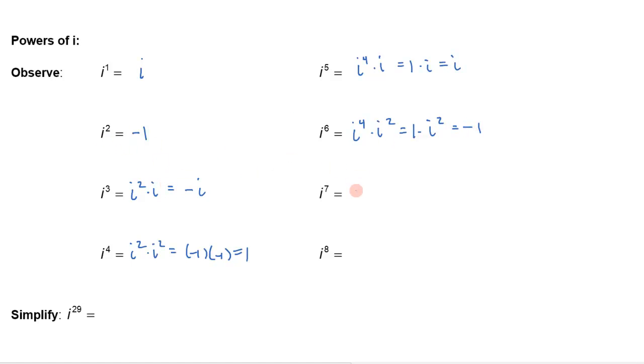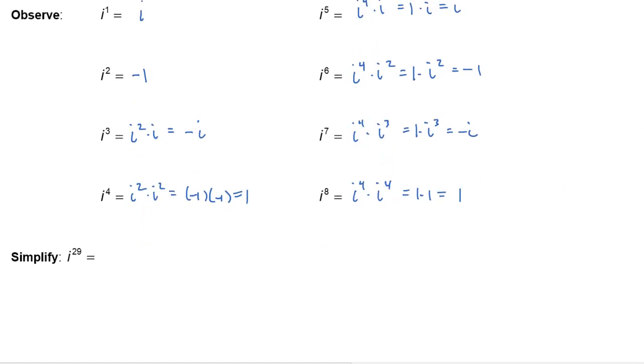i to the seventh would be i to the fourth times i to the third. Well, that's just 1 times i to the third, and we see over here i to the third was equal to -i. And i to the eighth would just be i to the fourth times i to the fourth, which is of course 1. Okay, so notice that if you take i to any power, you're always going to get one of these values, either i or -1 or -i or +1.